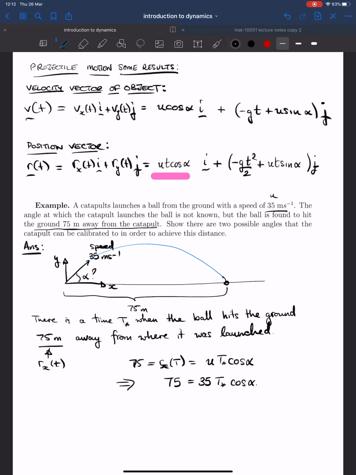So this implies that the time, capital T star, when we end up at the ground is 75 divided by 35 times cos alpha. Okay, and this can be simplified further to give 15 over 7 cos alpha seconds. Right, so what? Well, we're still stuck because we still don't know alpha.